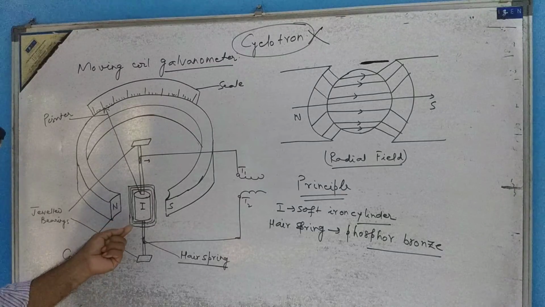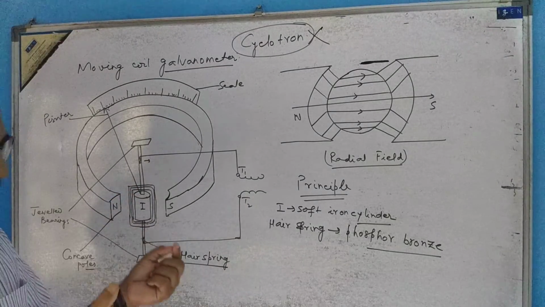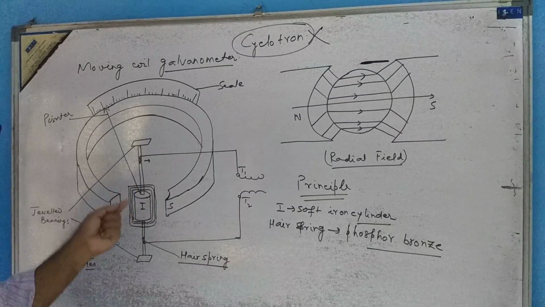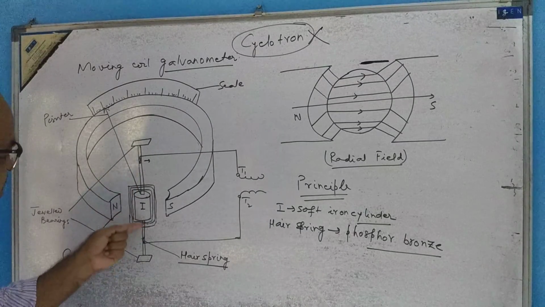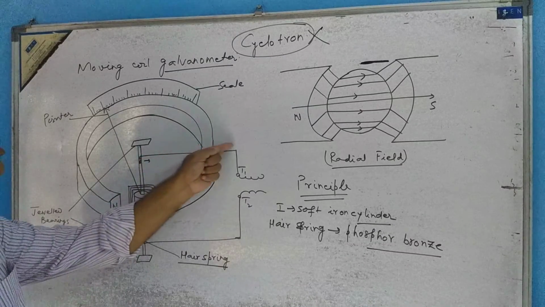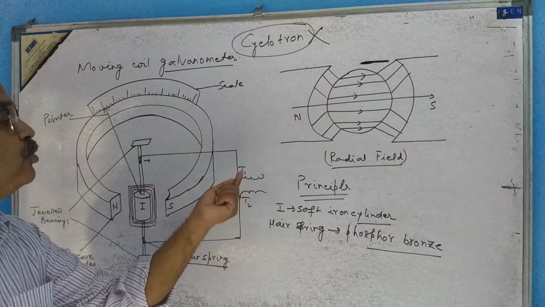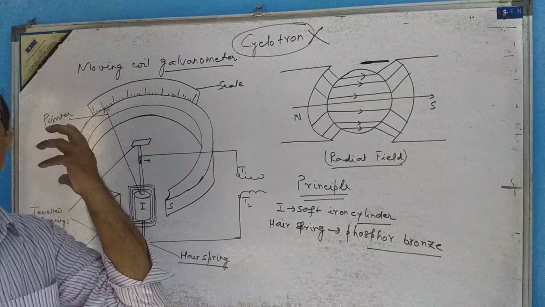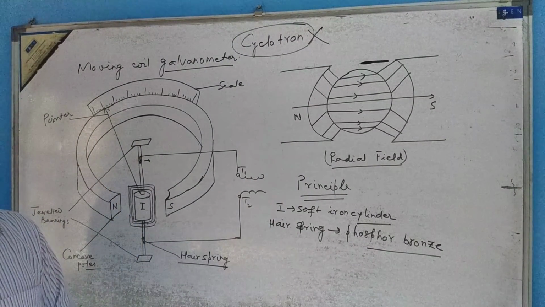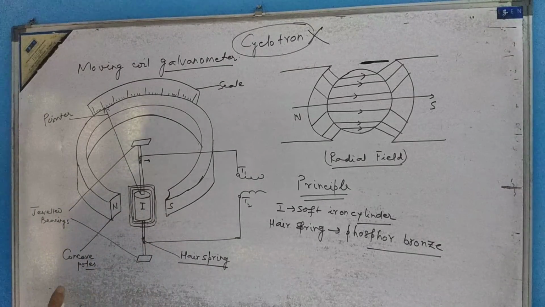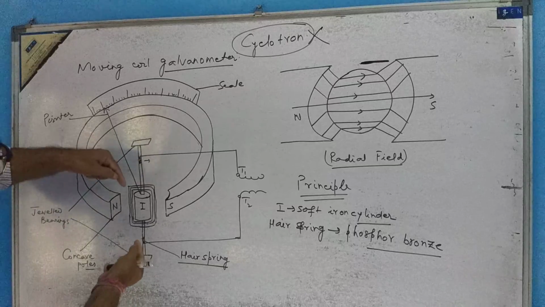The ends of these two coils are internally connected to one end of the phosphor bronze hairspring, and the other end goes to the external terminals T1 and T2, through which the current will enter the galvanometer. But where are these hairsprings? Actually, the hairsprings are there inside this.